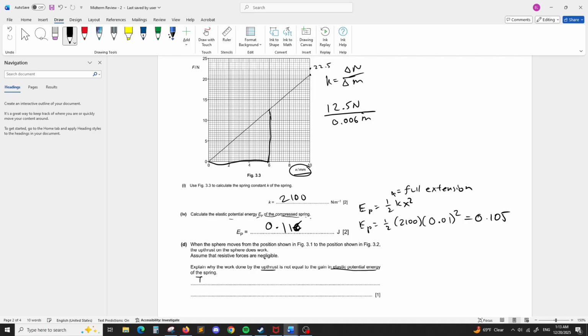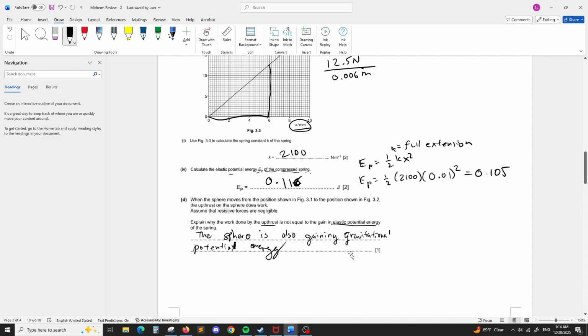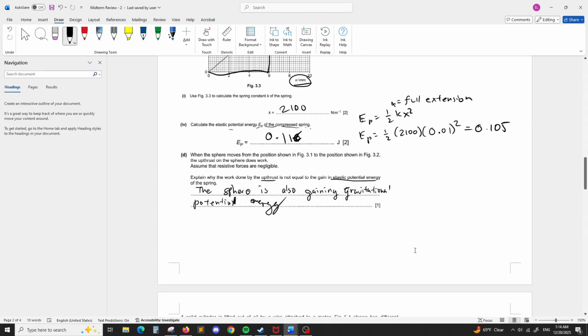Well, it's because the sphere is also gaining energy, but the energy that it gains is gravitational potential energy. So basically it's asking where the missing energy is, right?